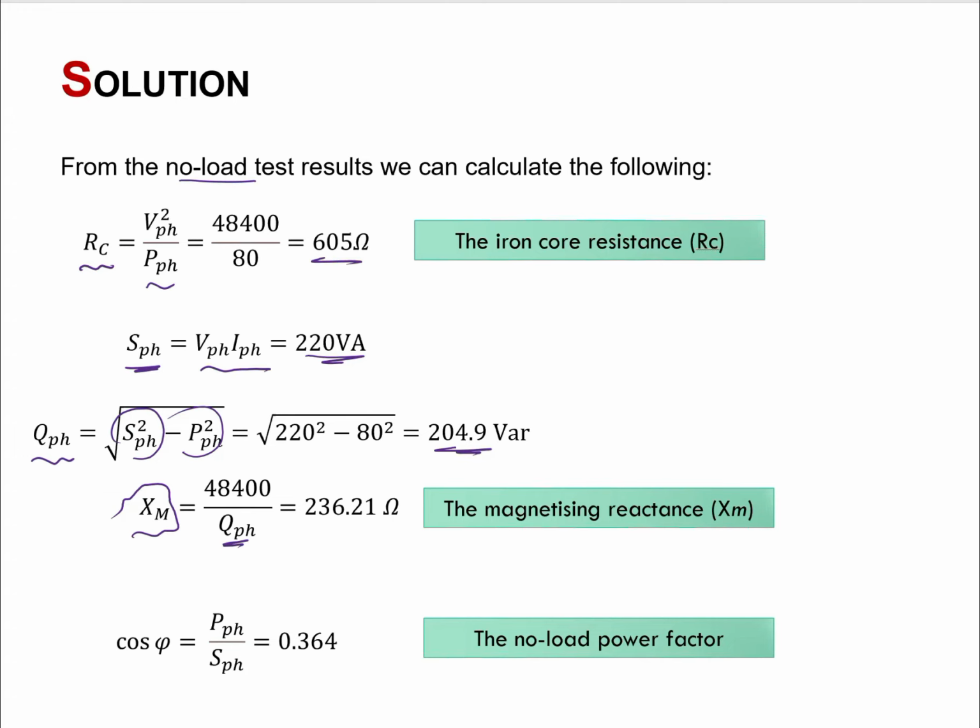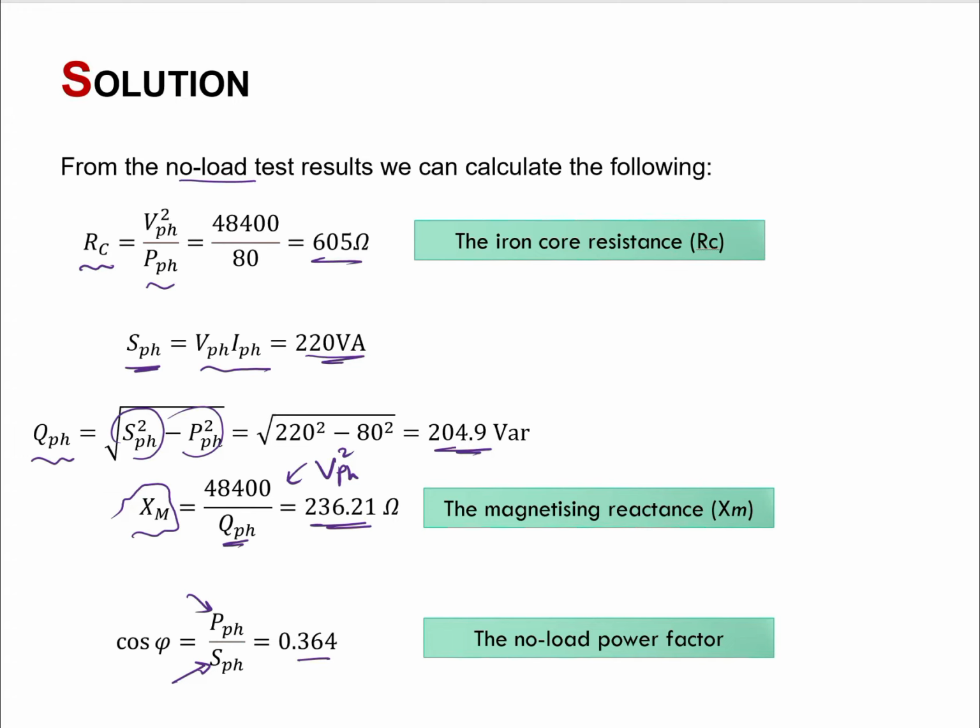Once we have it, we are ready to calculate the magnetizing reactance. This value is the phase voltage squared divided by the reactive power, and we get the magnetizing reactance in ohms. The final thing to calculate is the power factor at no load. You simply divide the real power by the apparent power, and you get the power factor at no load.